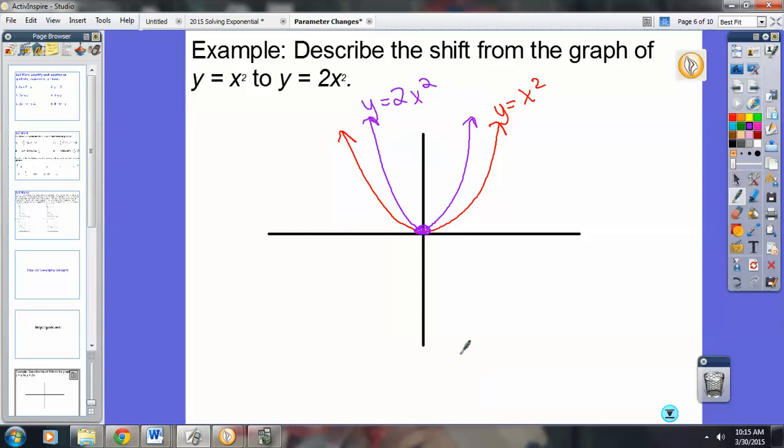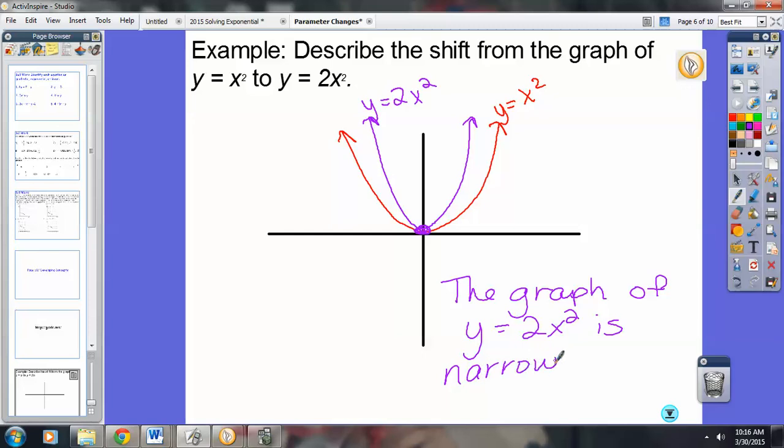So multiplying by 2 made it narrower. Remember, these are a parabola, not a V, not an actual diagram. It does say to describe the shift, so we'll say the graph of y equals 2x squared is narrower than y equals x squared.